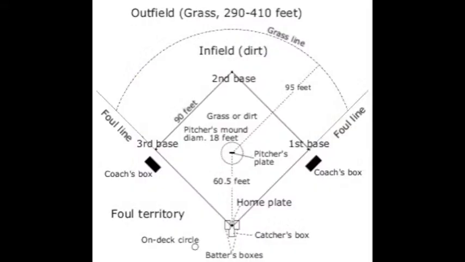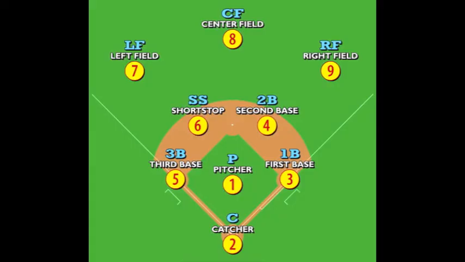Here's a picture of the outline of a regulation-sized baseball field. It shows all of the bases, the pitching mound, and the distances between these objects. Next, we see a field laid out with all of the positions and their corresponding numbers. The numbers are important for keeping score in the scorebook, so instead of having to write out the whole position, you can just write a number.